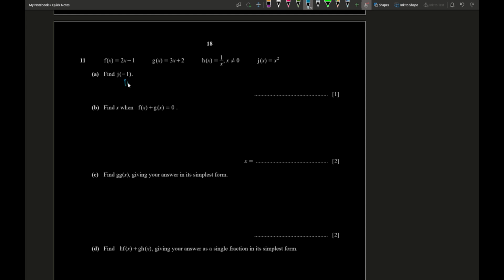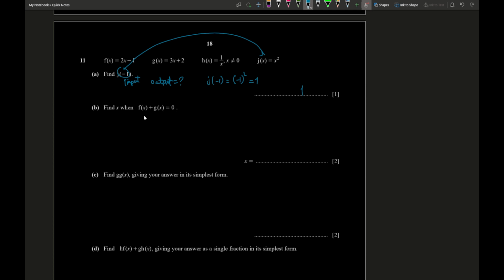So negative 1 is our input, and we want the output. What is it equal to? You literally put negative 1 and substitute that into the function. k of negative 1 is equal to negative 1 squared, which is equal to 1. That's it. Very simple.